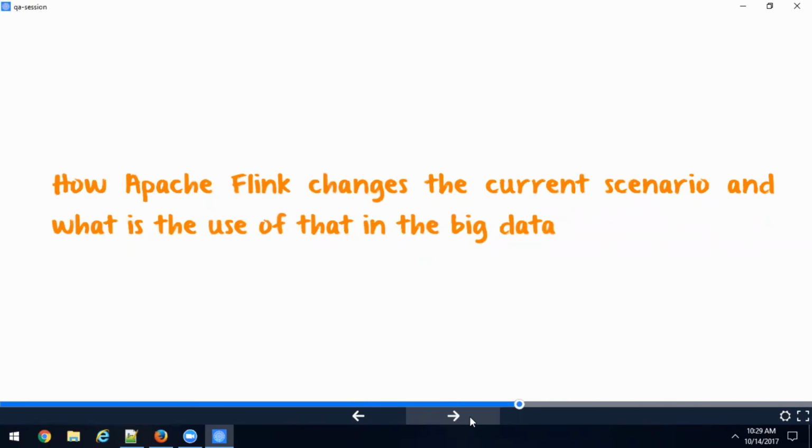Both frameworks, both Flink and Spark, don't come with a storage component, right? Because the idea behind both tools is to leverage the existing storage components like HDFS or S3, or it could be a NoSQL database, and so on and so forth.